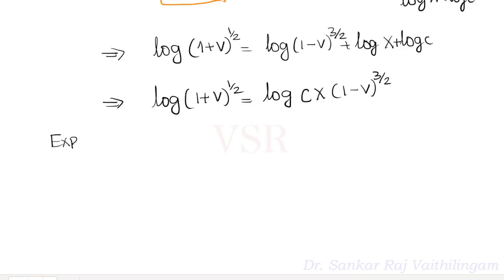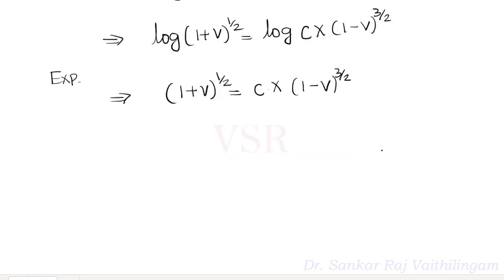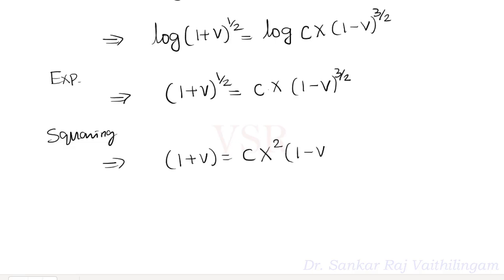Taking the exponential, this implies that (1 plus v) the whole power 1 by 2 is equal to c times x times (1 minus v) the whole power 3 by 2. Now we can square both sides. Squaring, this implies that 1 plus v is equal to c squared, which is c times x square into (1 minus v) the whole cube.